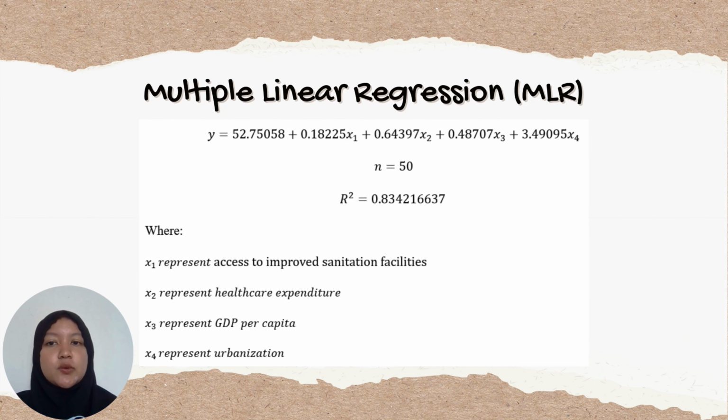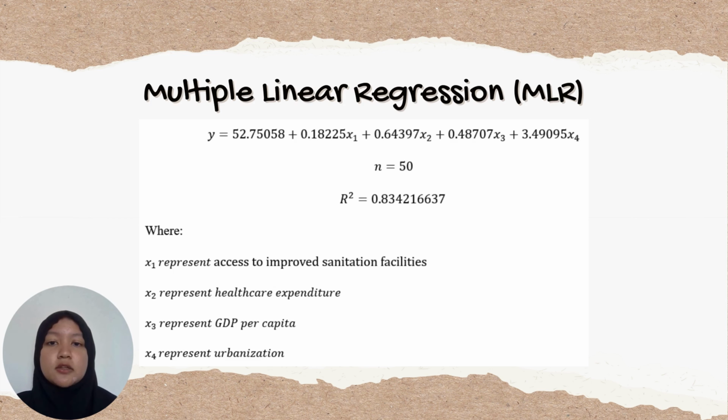The regression equation shows that all independent variables positively impact life expectancy. Sanitation has a coefficient of 0.18, while healthcare spending contributes more significantly with a coefficient of 0.64. Urbanization has the largest effect with a coefficient of 3.49. GDP per capita is a marginal predictor with a coefficient of 0.49.